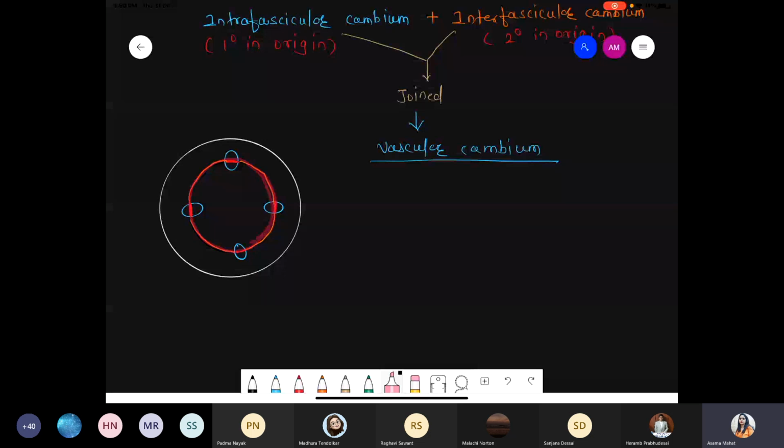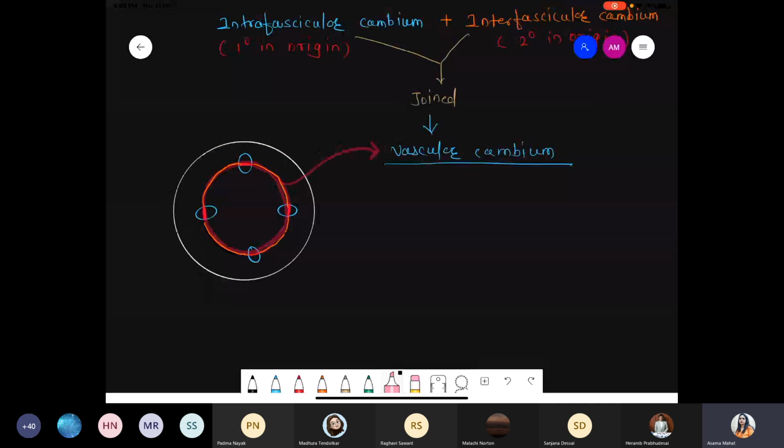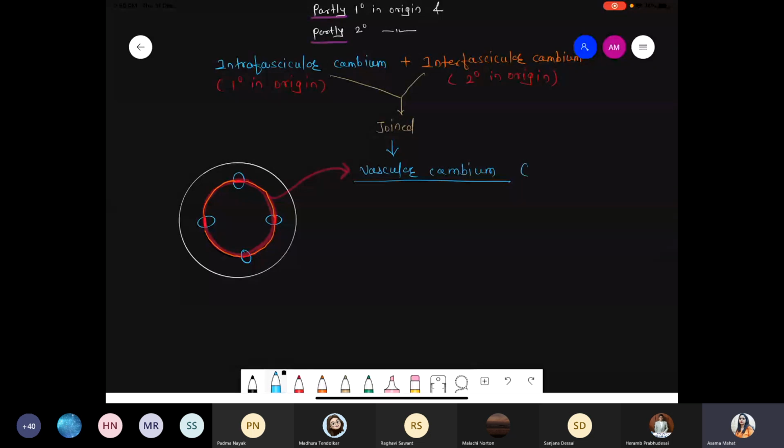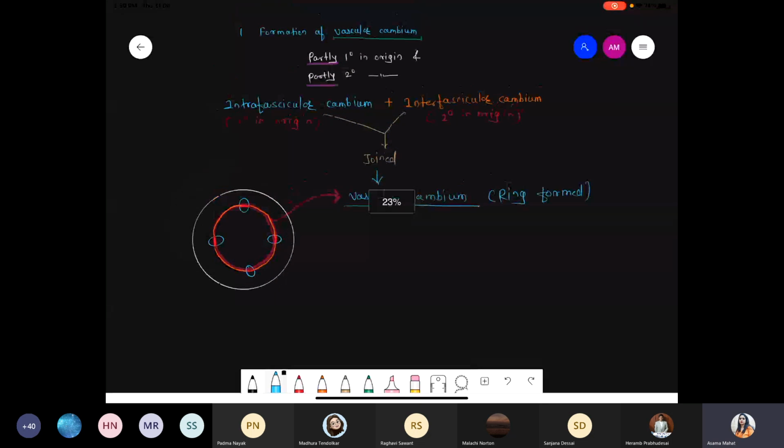So just give a dark line with pencil. These are called the vascular cambium, which is present in a ring form. Ring shape, basically ring form. That's it. Chalo, so this is the first point, formation of the vascular cambium.